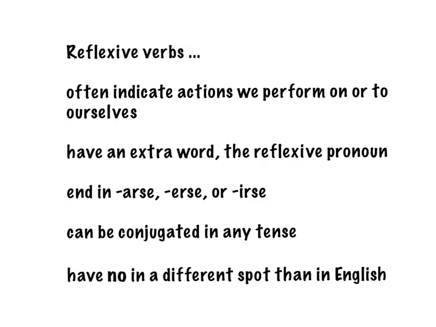Okay, let's recap what we've looked at. This is what we learned about reflexive verbs. They often indicate actions that we perform on or to ourselves. As you go on in Spanish, you'll find more that act like that, and even that some that don't obviously use something like self or selves in English. We know that reflexive verbs have an extra word, the reflexive pronoun. Me, te, se, nos, os, and se. They end in arse, erse, or irse, and we have to get rid of that se before we conjugate them, and we can conjugate them in any tense. And they have no in a different spot than English would.